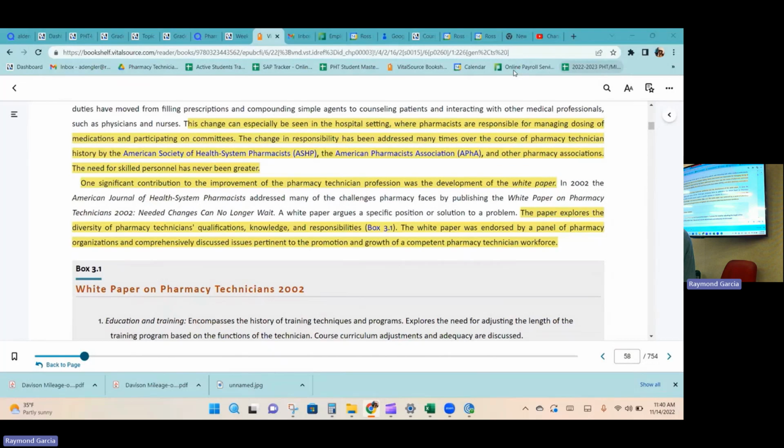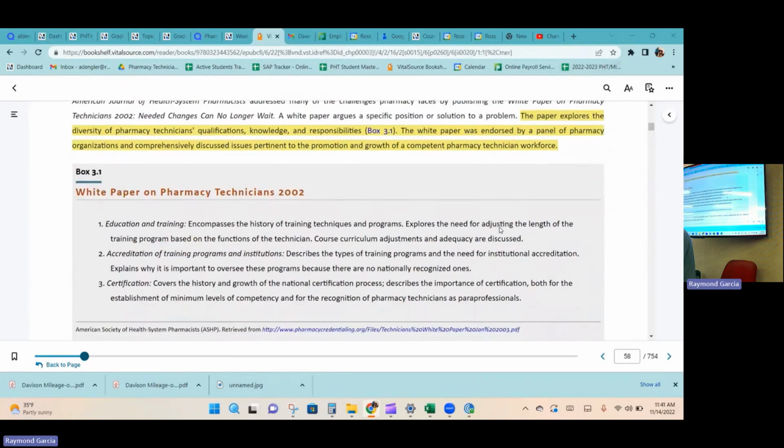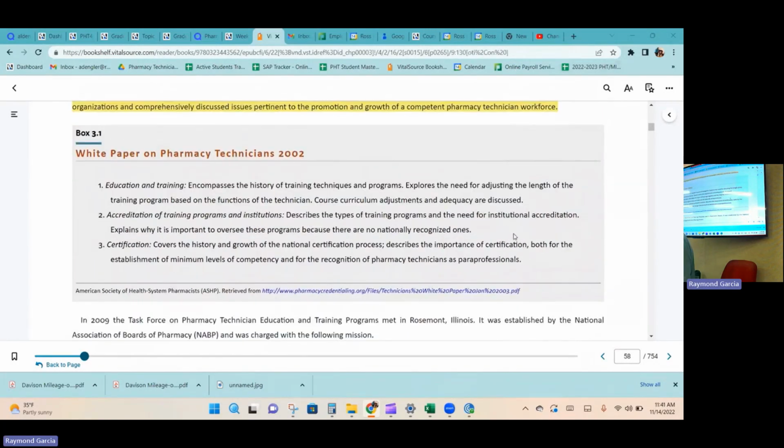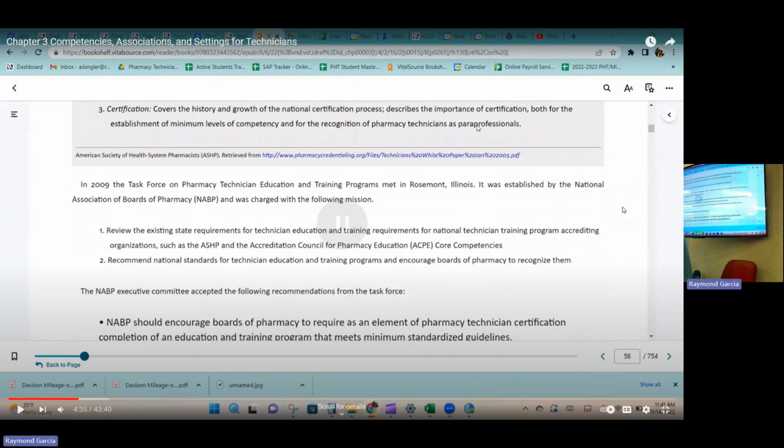The paper explores the diversity of pharmacy technicians' qualifications, knowledge, and responsibilities. The white paper was endorsed by a panel of pharmacy organizations and comprehensively discussed issues pertinent to the promotion and growth of a competent pharmacy technician workforce. So in box 3.1, you can see what the white paper on pharmacy technicians covered. That's on page 59 in your book.